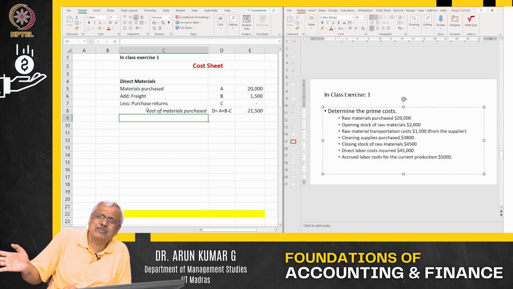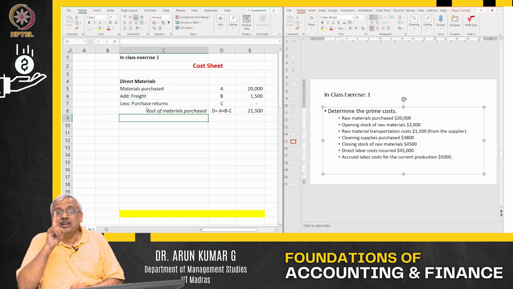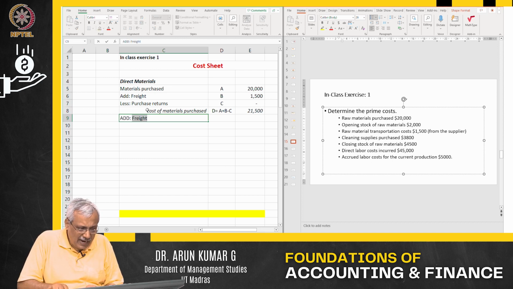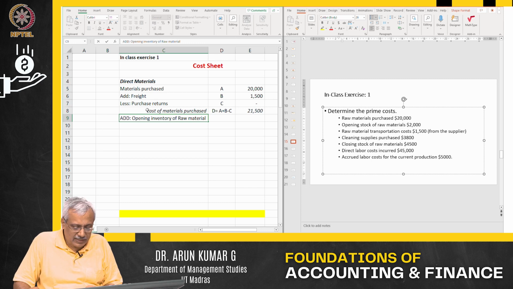You might purchase a number of materials, but many of them are lying in stock, or you might not have purchased any material and would have used the material that is in stock. So, what are we interested in? Direct material utilized. We have to adjust it for the opening and closing stock like we did in financial accounting. So, I will add the opening stock, or opening inventory of raw material. That is what we call E out here.